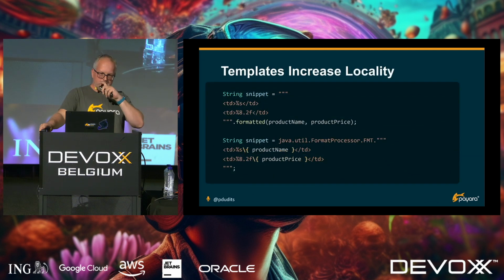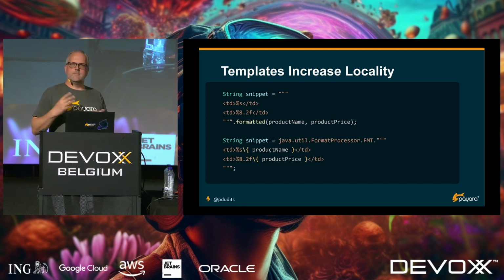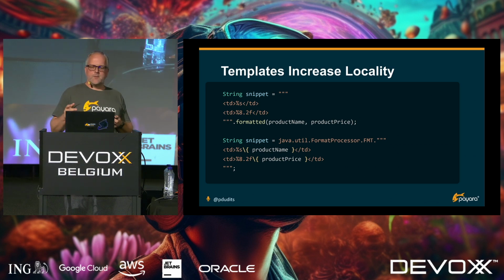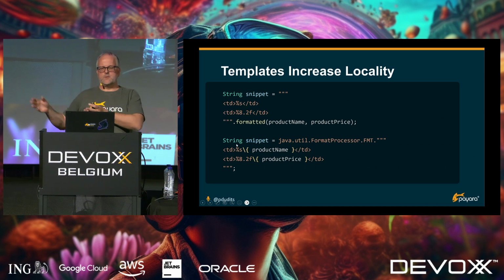And for that, let's look at another example, which uses the facility of java.util.Formatter. We now have a special template processor that basically parses the string as we go, finds the formatting definition, and then applies it to the expression that is right next to it. So this increases locality, in a way that is not very visible on the two-line snippet.